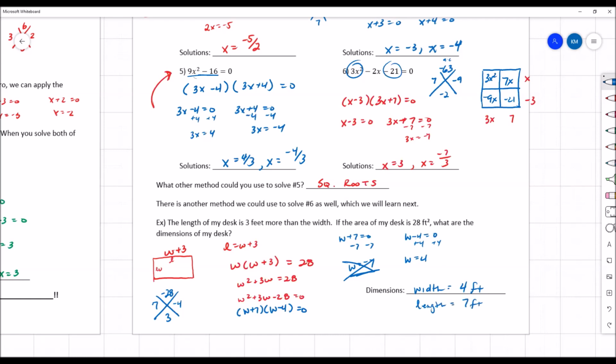Our length will be 7 feet because 4 times something equals 28, and that has to be 7. Okay, but we wouldn't say negative 7 for our length and negative 4 for our width, or vice versa. Okay, so there we have it, solving by factoring. We have one more method to go.